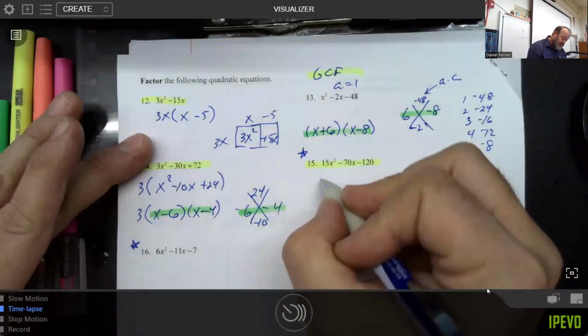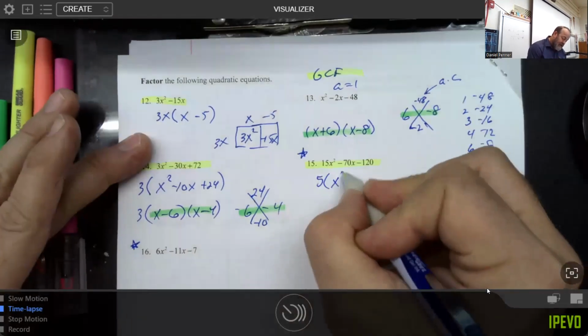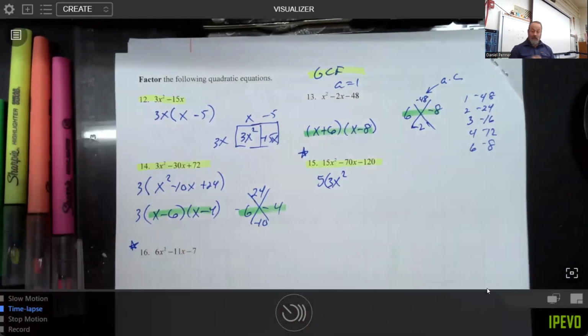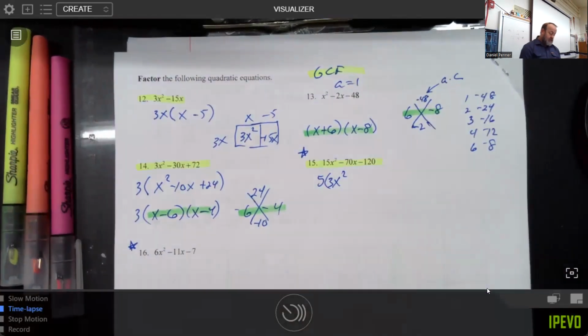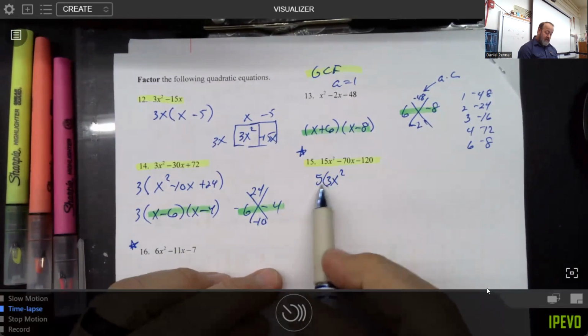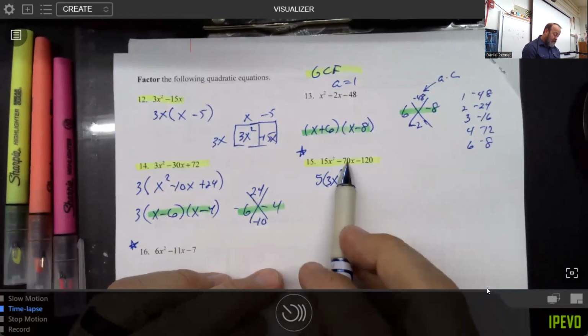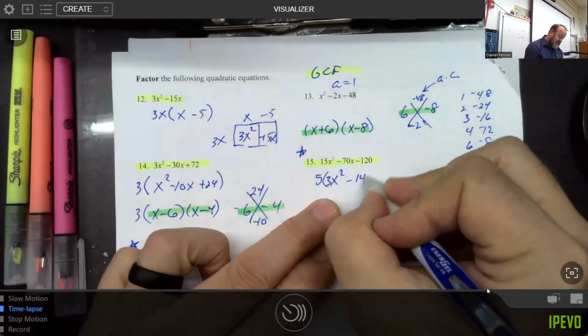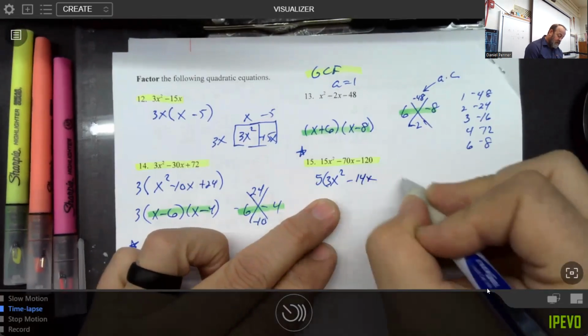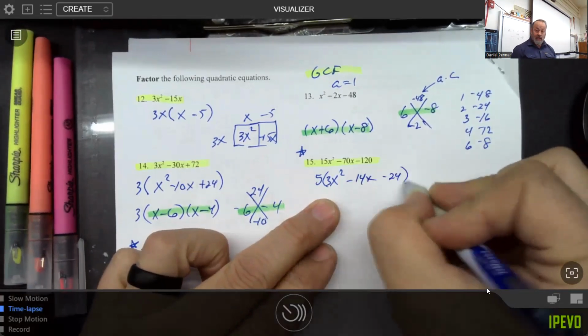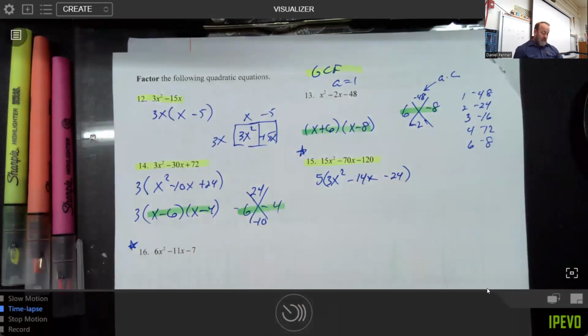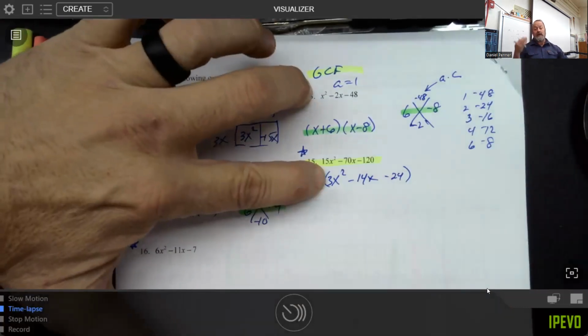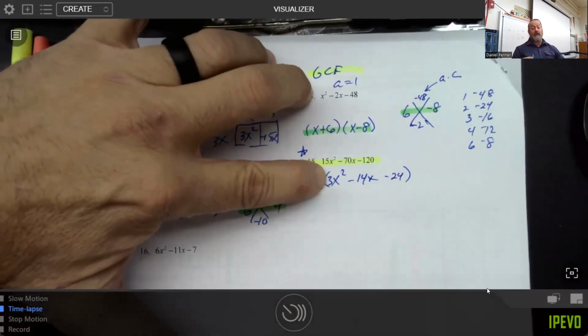So the first thing that we mentioned already is that they all had a 5 in common. All three of them, in fact, do. So 5 goes into 15 3 times, 5 goes into 70 14 times, and 5 goes into 120 24 times. Well, now, even if I cover this 5 up, my leading coefficient is not 1, so that means I have some work to do.